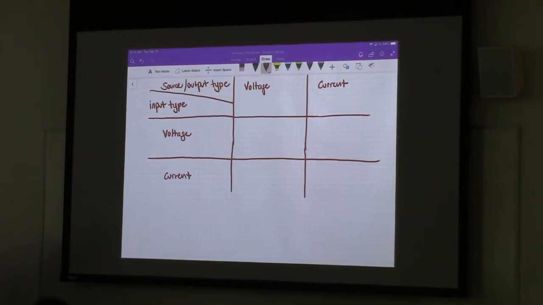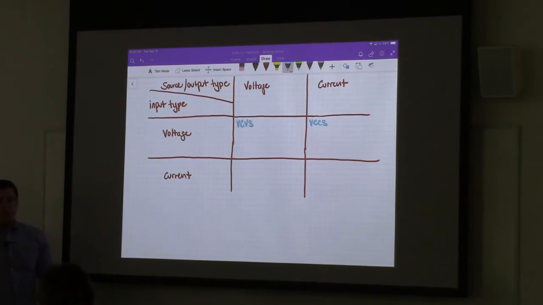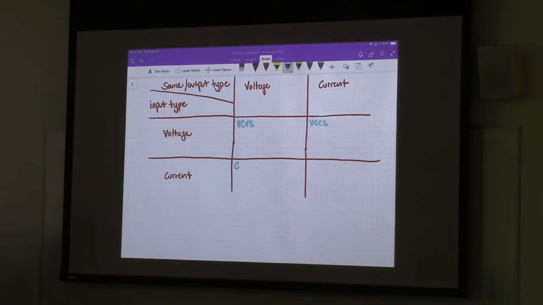Okay, so what are these going to be called? This is what we call a voltage-controlled voltage source, VCVS. This is what we call a voltage-controlled current source. So the last two letters describe what type of source it is. The first two letters tell you what's controlling it. Down here we'll have the other combo. We have a current-controlled voltage source, and then lastly we have a current-controlled current source.